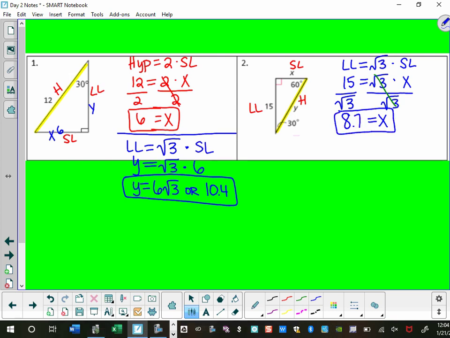And that was the long leg, right? No, that was the short leg, because that was x. You already had the long leg.